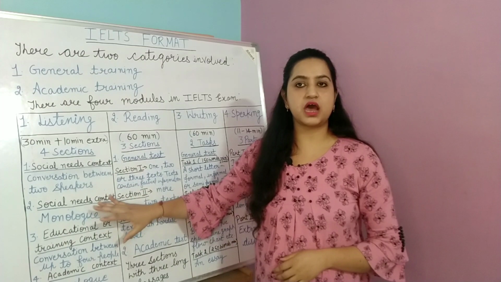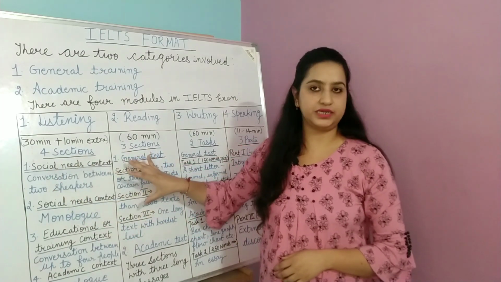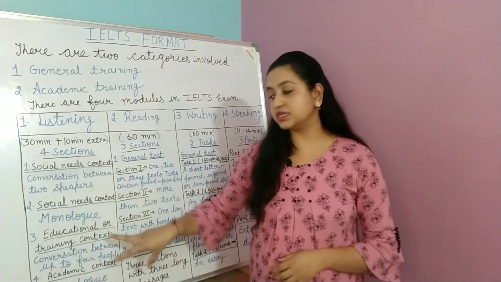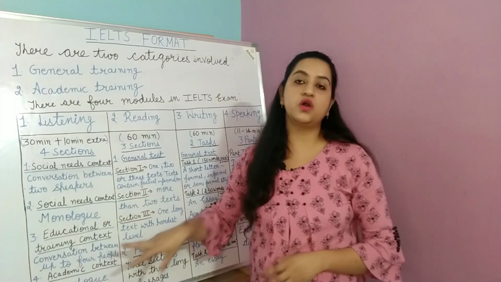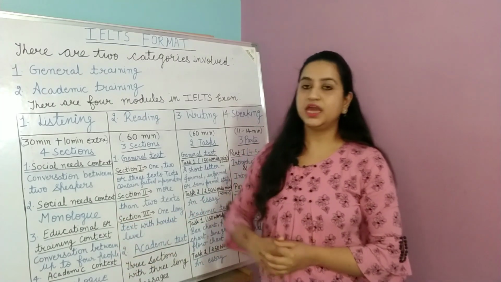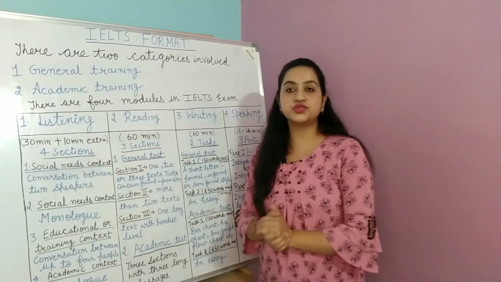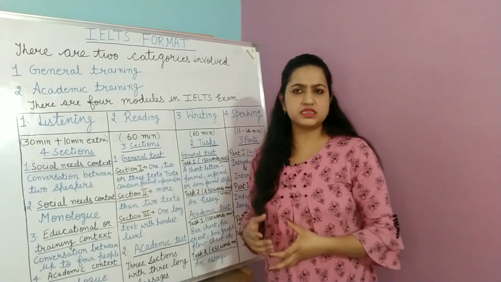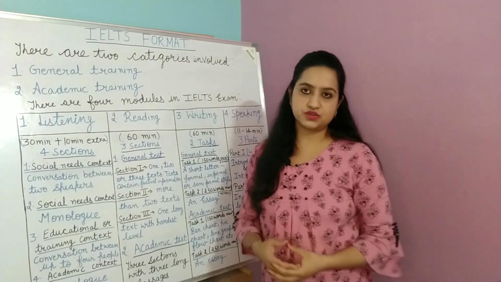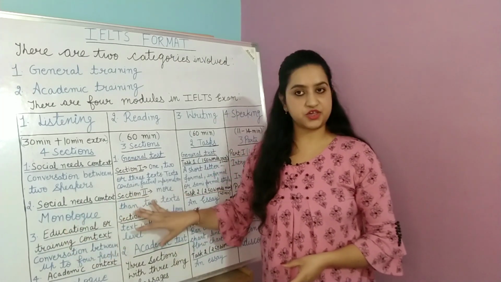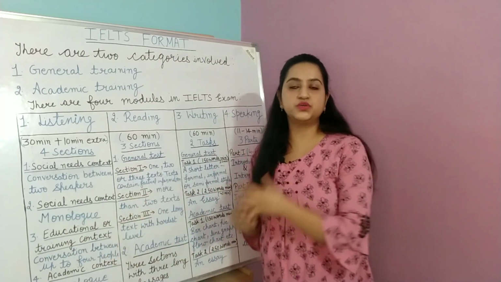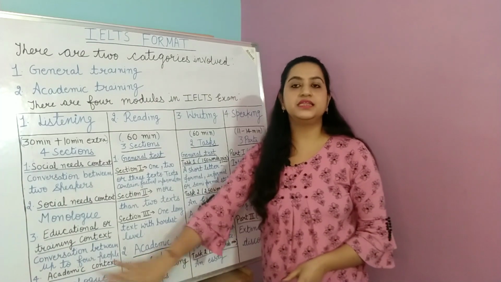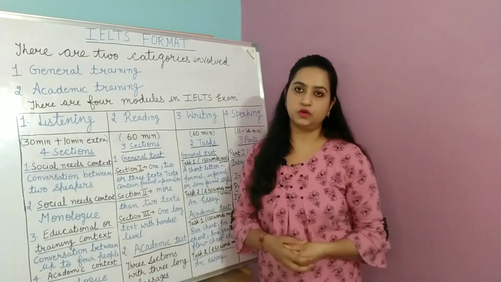The first 2 sections are concerned with social needs context and the last 2 sections are concerned with educational training or academic context. In the first section there is a conversation between 2 people. And the second section is a monologue. That means there is only one speaker who has to speak. In the third section, there is a conversation between up to 4 people. And the last section is also a monologue.